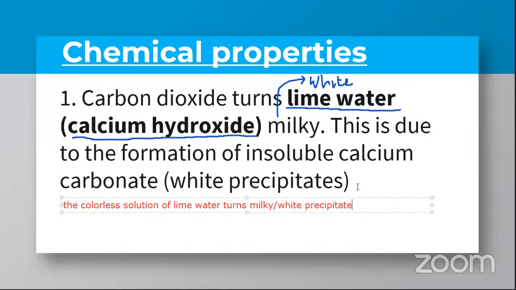I hope I'm clear. So this precipitate that is formed, this milky thing that we are forming, it is the insoluble calcium carbonate. That is the one that is a white precipitate, or the one that looks milky. It is white. The word milky comes from the word milk.